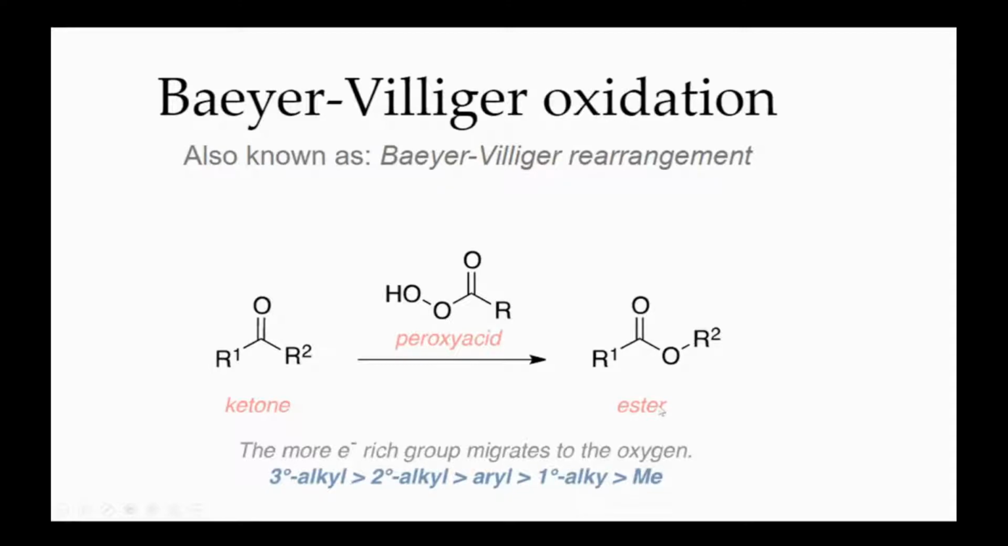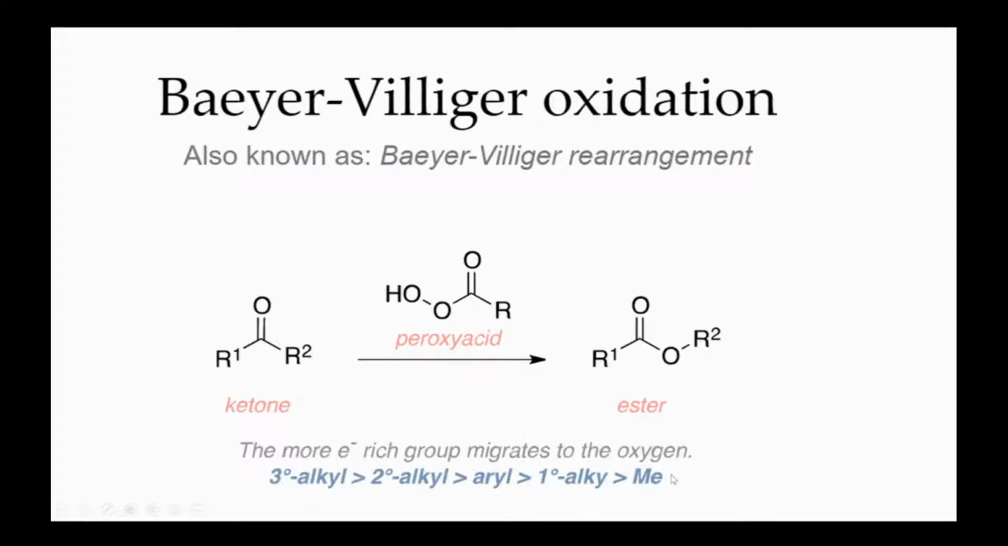So one more important thing in this named reaction is the more electron rich group migrates to the oxygen. So the migratory aptitude or migration ability is determined by the electron richness. So tertiary alkyl has higher migratory aptitude than secondary alkyl group, and then aryl has higher, and then one primary alkyl, and then least is the methyl.